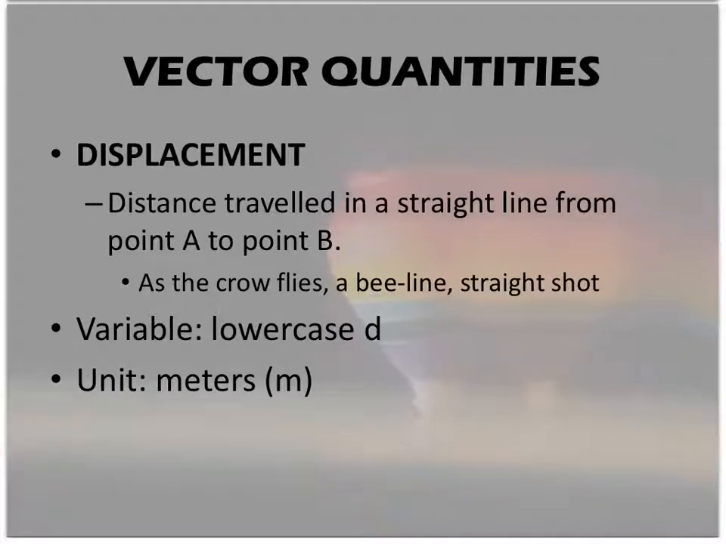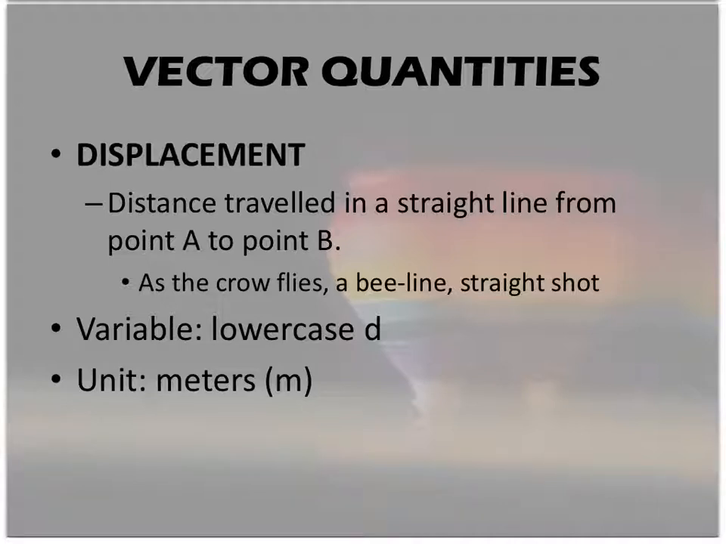The first quantity we'll start off with is displacement. Displacement is the distance that you travel in a straight line from point A to point B. You often hear the cliche terms as the crow flies, a beeline, a straight shot. As the crow flies is basically the way a bird flies, in a straight line without regards to any obstacles on the ground. A beeline, bees tend to make straight lines back to their hive or to flowers, and a straight shot is, well, it's a straight shot in one straight direction.